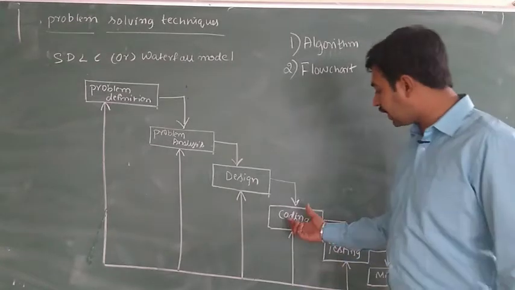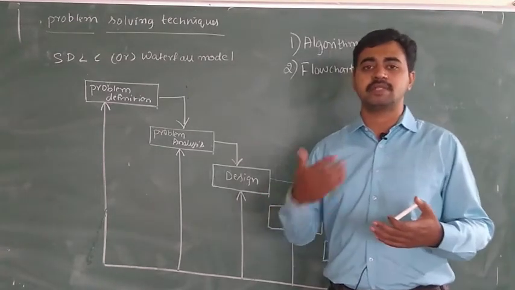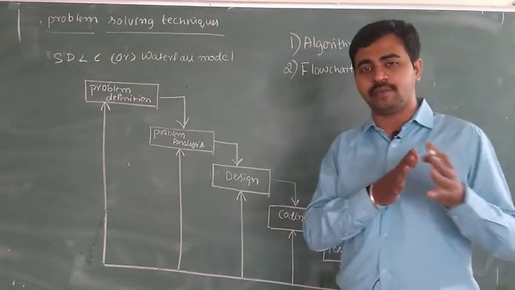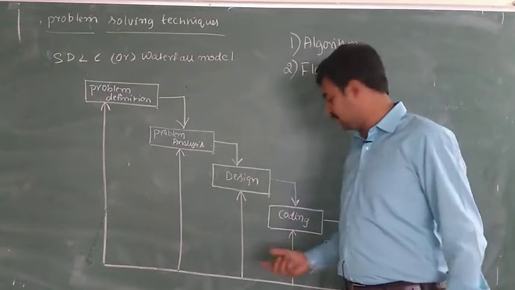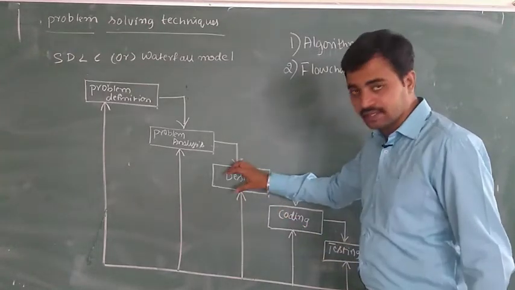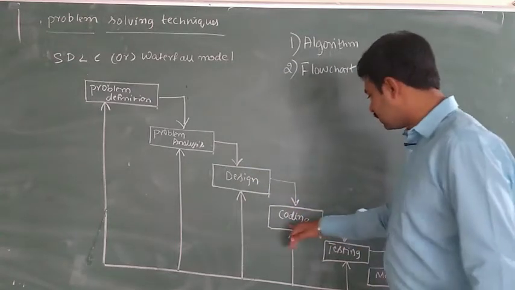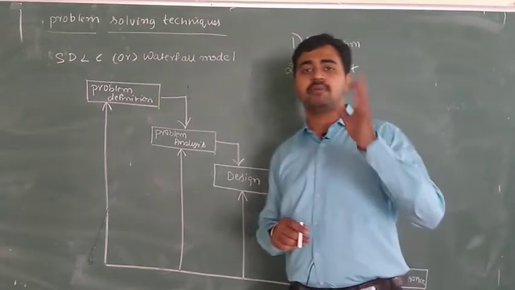Coding. What is the actual coding? Coding will be done through C, C++, Java. We have plenty of languages which will be used for coding purposes. Coding will be done after designing, so by seeing the design technique, we will go for coding. Then after coding, we need to test whether the code is working properly or not.